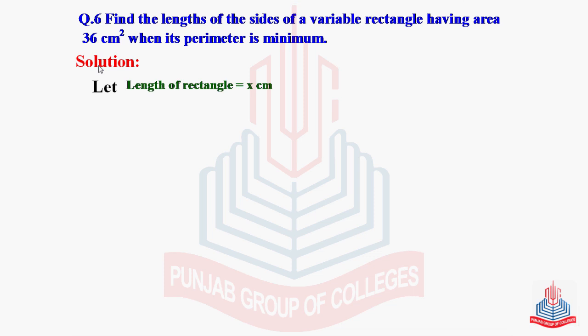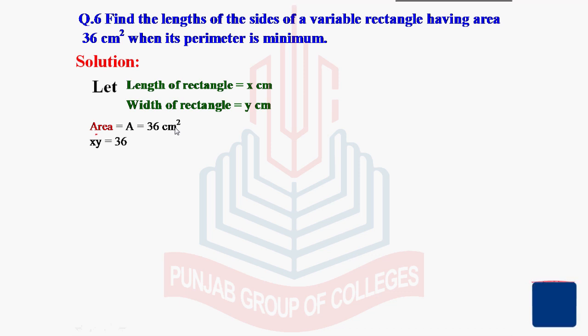Solution: let length of the rectangle be x centimeter and width of the rectangle be y centimeter. In our question 5, perimeter is given and we have to make area maximum, and in this case area is given and we have to make perimeter minimum. So area is equal to 36 centimeter square, which is a given value, and by formula area is actually the product of length and width. So length is x and width is y, so area will become x into y, which is given 36, and from here we can calculate the value of y, which is 36 over x.